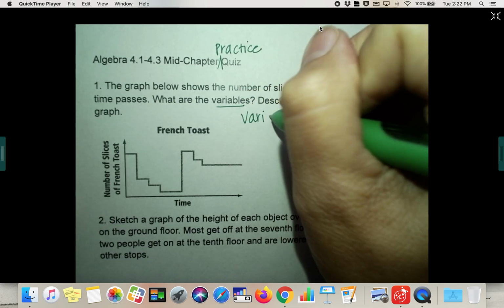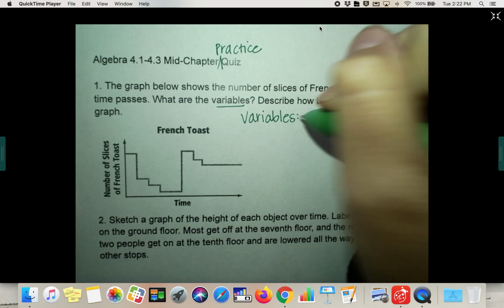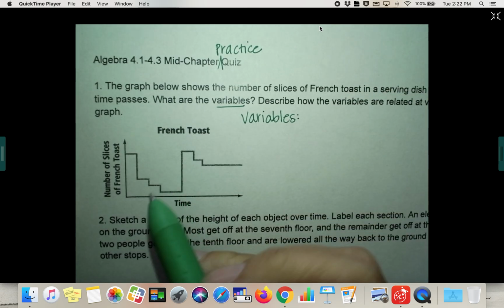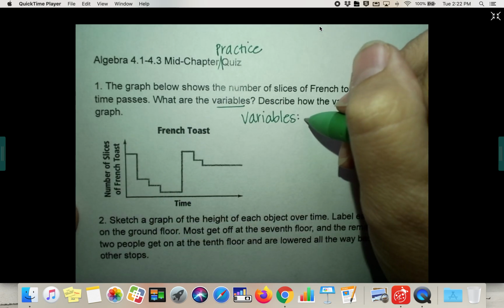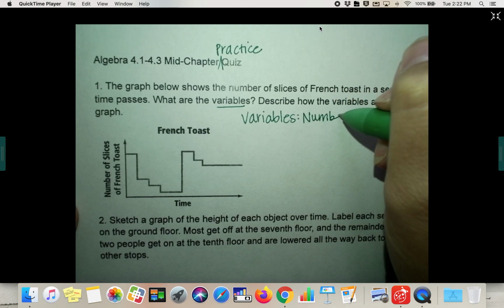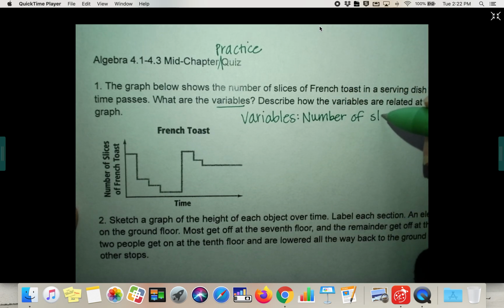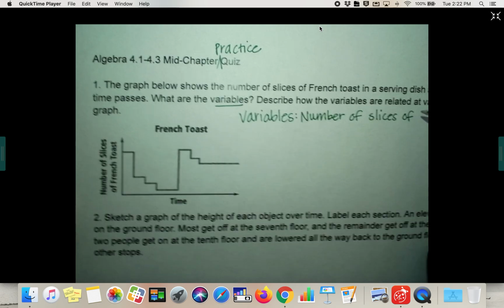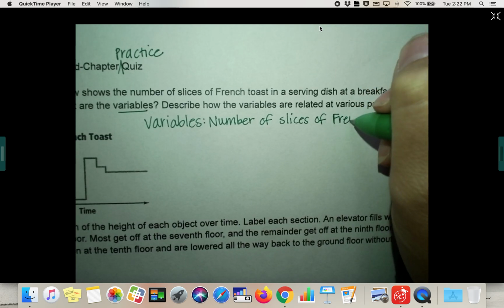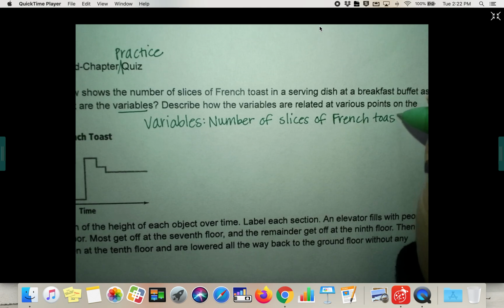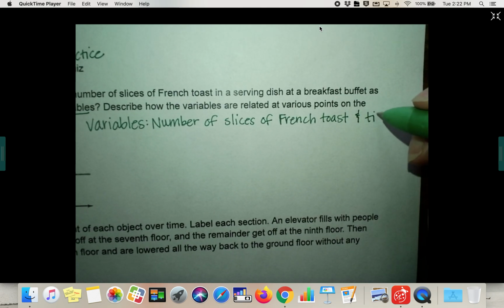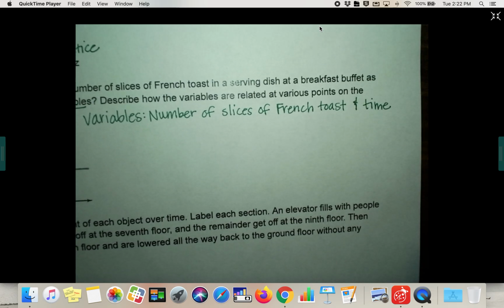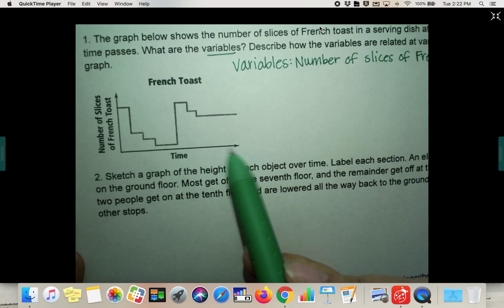So you should have noticed that the variables are what are on the x and y axis. So the variables are the number of slices of French toast, and time. Time is the x-axis. So time is my independent variable. So time is down here.